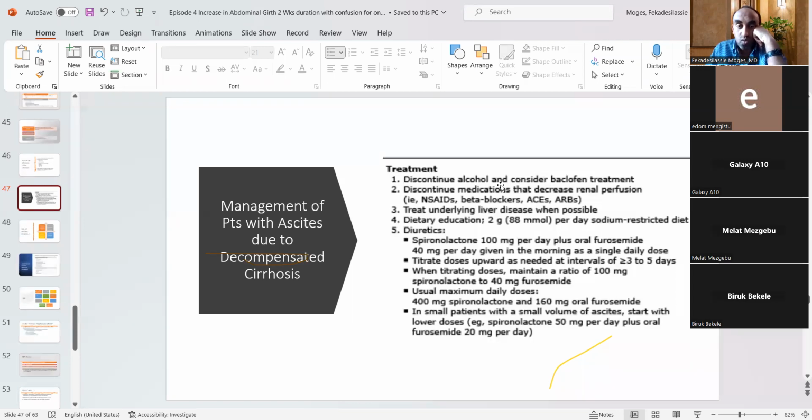And you have to put them on diuretics, and the diuretics of preference is spironolactone and Lasix, and the proportion should be 100 to 40. You can start with spironolactone of 40 and furosemide of 40, and then you escalate.